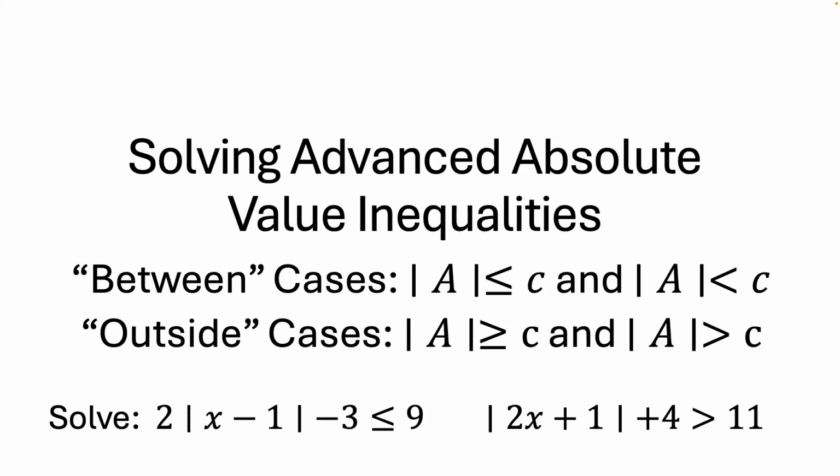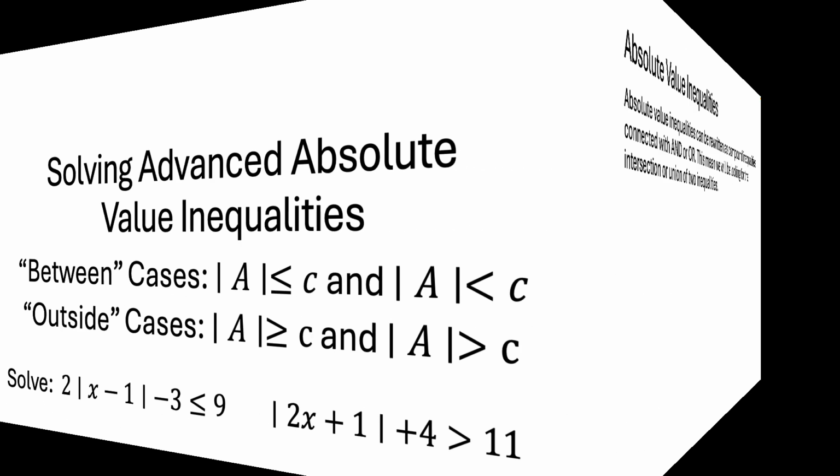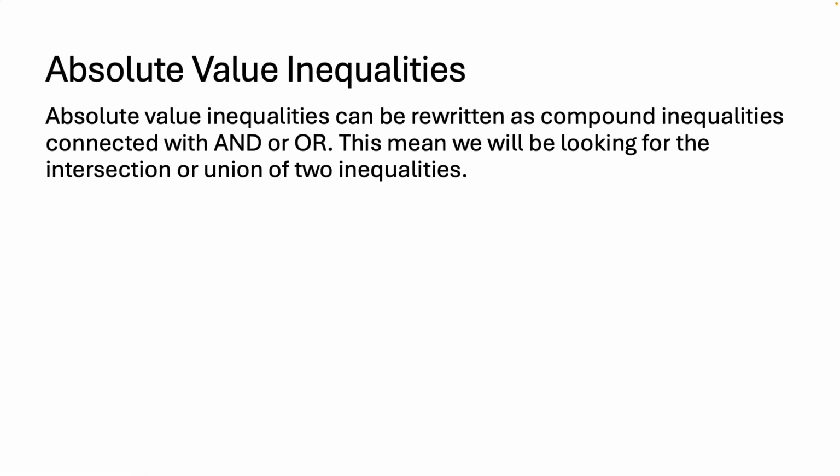Welcome to a video on solving advanced absolute value inequalities. In this video, we'll look at both the between cases and the outside cases. Let's get started. Absolute value inequalities can be rewritten as compound inequalities connected with and or. This means we'll be looking for the intersection or union of two inequalities as our solution. You may want to review compound inequalities before moving on.